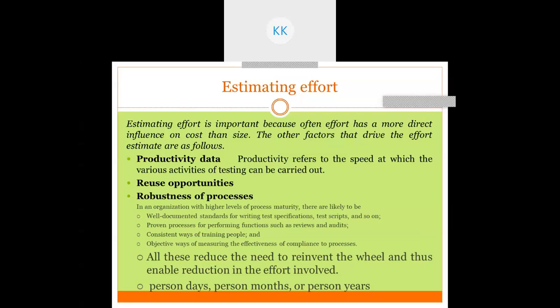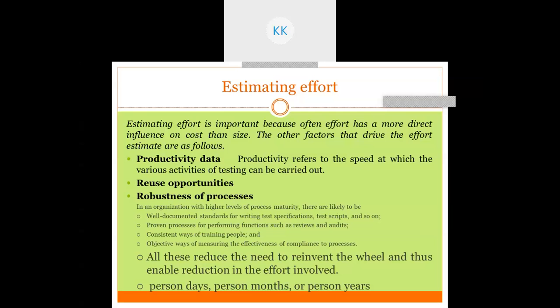Another factor which can affect your efforts is robustness of the process. What you mean by process is a well structured organization wherein how you will do the work is defined. That is called a process, right? So if how to do a particular thing is already defined, the thing will get done easily, smoothly, and in a faster way, right? So if your process is robust, the time required or effort required will be less.